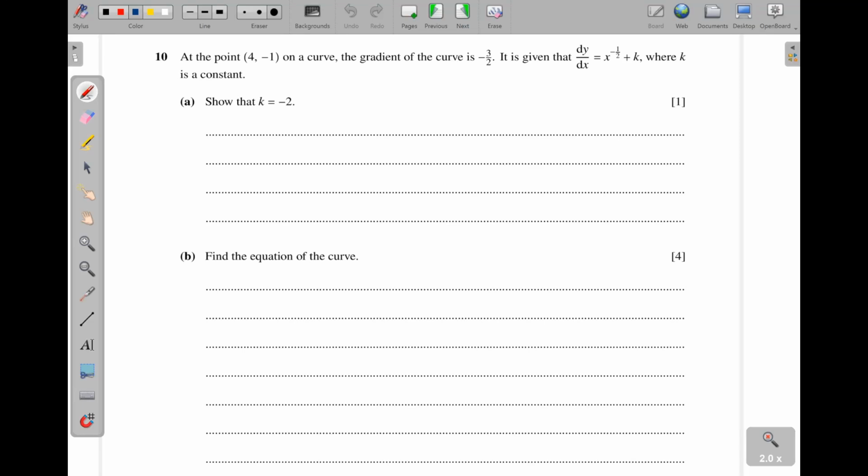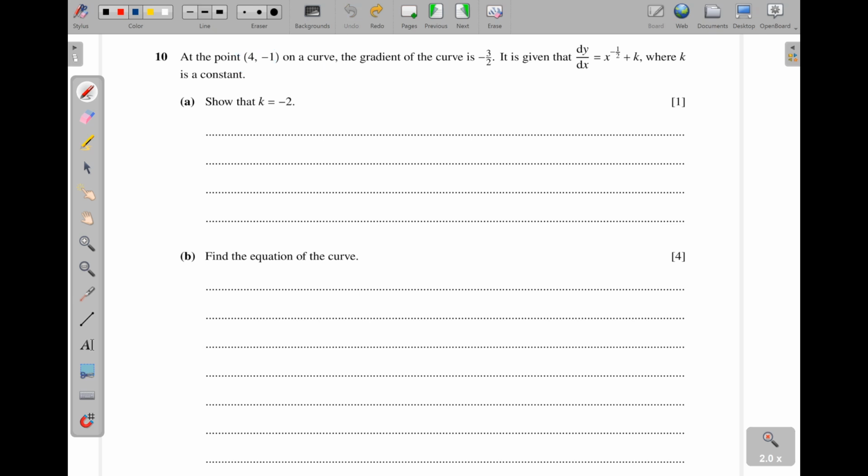Question 10 is coming from differentiation and also integration. At the point (4, -1) on the curve, the gradient of the curve is -3/2. It is given that dy/dx is equal to x to the power of -1/2 plus k, where k is a constant. Part A, show that k is equal to -2.